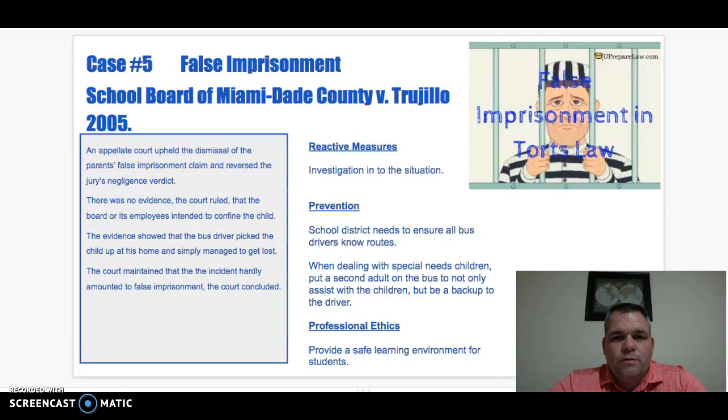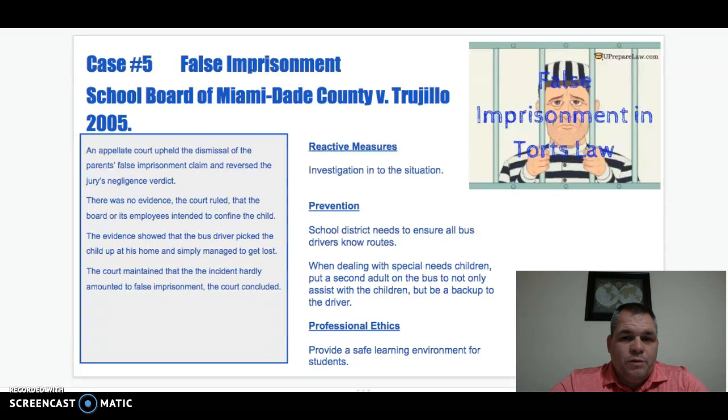So they need to ensure all their bus drivers know their routes. If they're getting new buses or new routes, then they got to know where they're going, especially when you're dealing with special needs children. This child, I'm sure, got really scared, didn't know what was going on, and was on the bus for almost 4 or 5 hours. It could be super frightening, even for a child that doesn't have any special needs. So you have to make sure they know what they're doing.